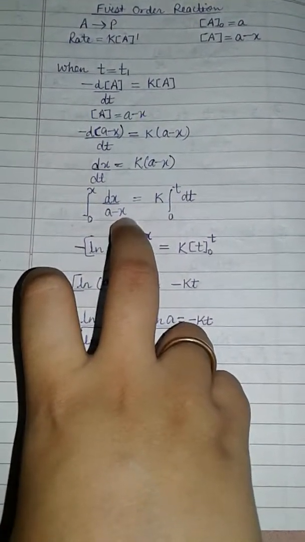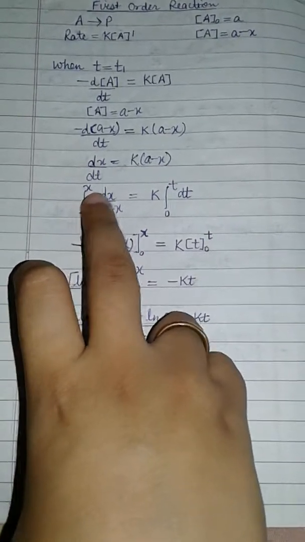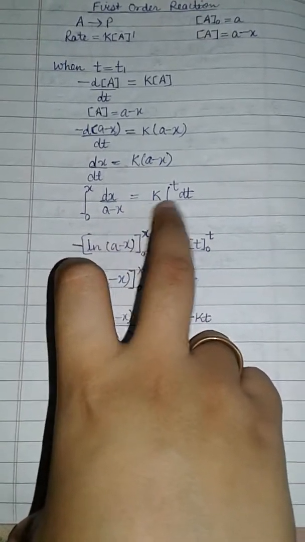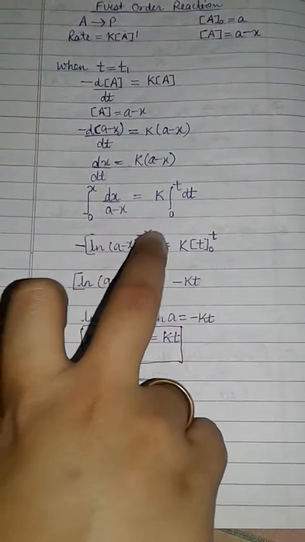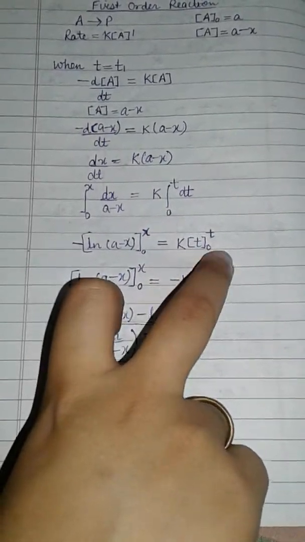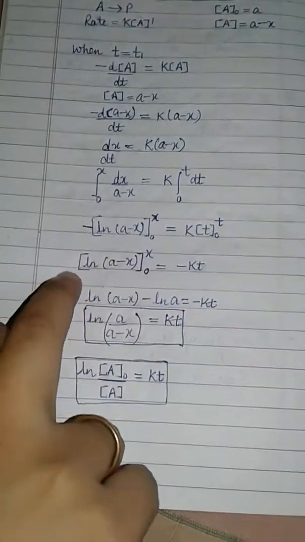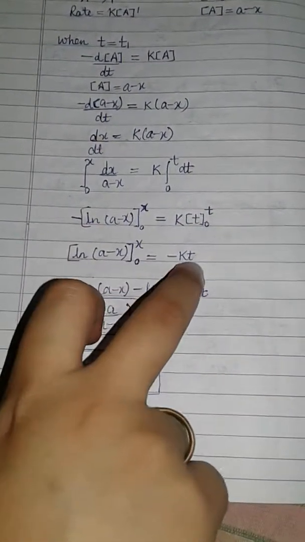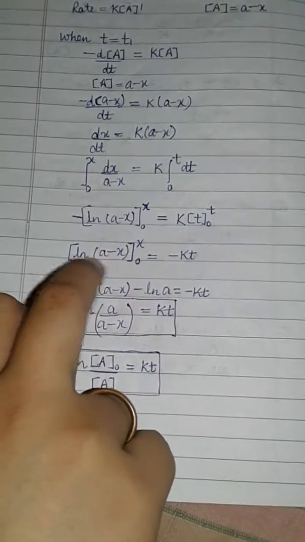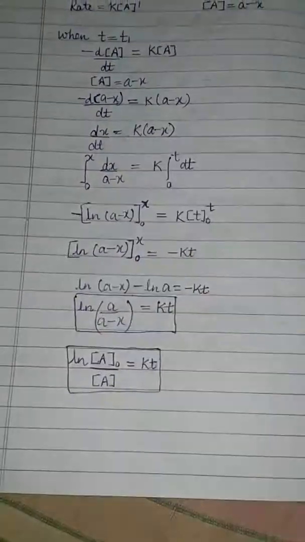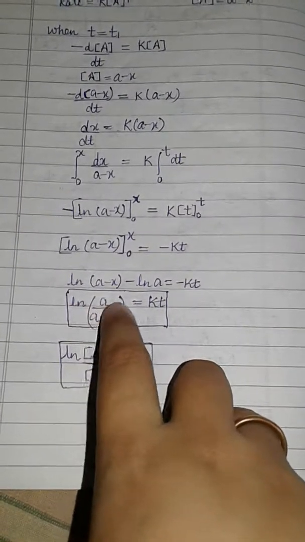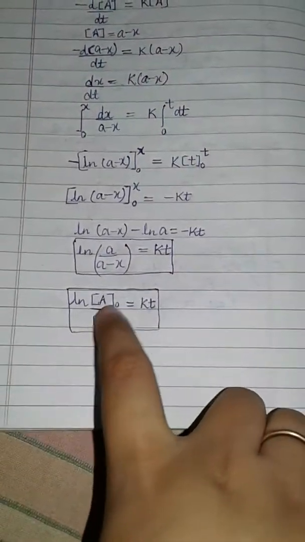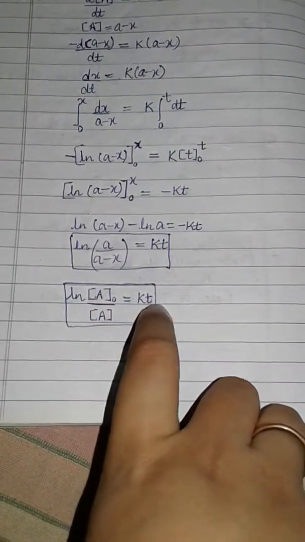Then integral on both sides we get 0 to x integral dx upon a minus x, equal to k times 0 to t integral dt. Then it will be ln(a minus x) from 0 to x, equal to kt from 0 to t. Then negative sign is shifted towards the RHS. Then ln(a minus x) minus ln a is equal to minus kt. Then ln a upon a minus x is equal to kt. Then ln a naught upon a is equal to kt. This is for the first order reaction.